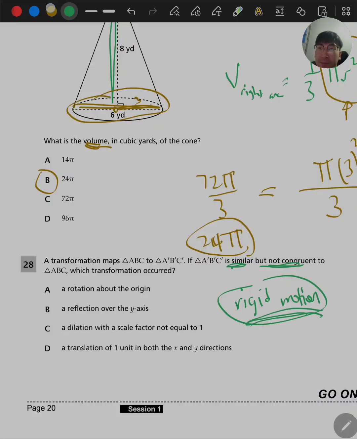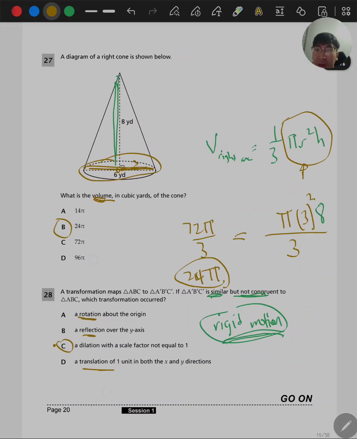Some rigid motions you have to remember: rotation, because when you rotate an object, it still preserves the side lengths and the overall shape, and thus the congruency. A reflection, when you flip, still preserves the side lengths and the original shape. A dilation, as we just discussed in the previous problems, is going to change the shape, so that's not a rigid motion. And a translation is just moving the shape, so the whole shape is still preserved. So it's going to be C.